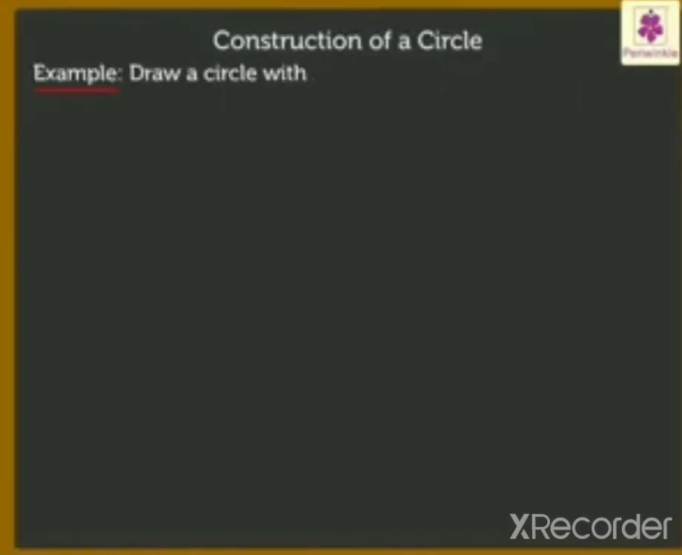Now we will discuss one more example of how we can draw a circle. Suppose we are given a radius 4.5. 4.5 centimeter is the radius given to us and we have to construct a circle. So what will we do? We will do it in the same way we have already discussed. First of all we will mark a point. Now this time the radius is 4.5 centimeter. So we will use the scale to measure this distance. You can see clearly in this picture.